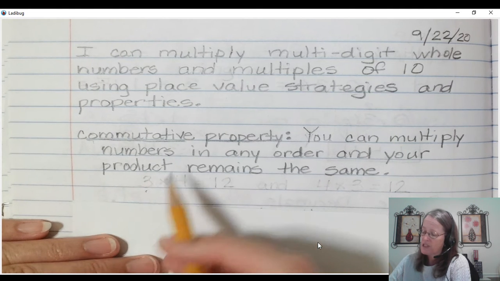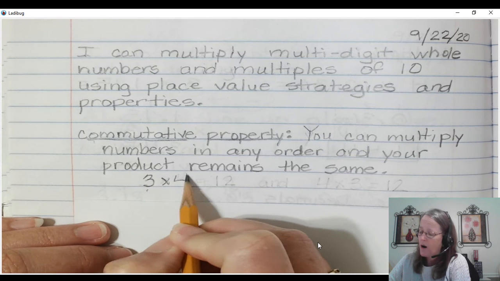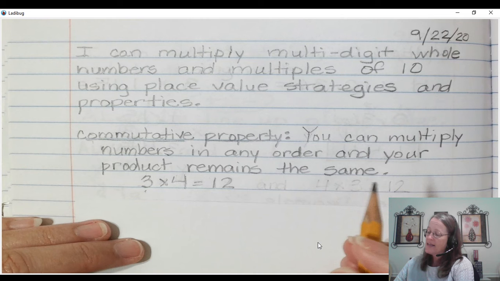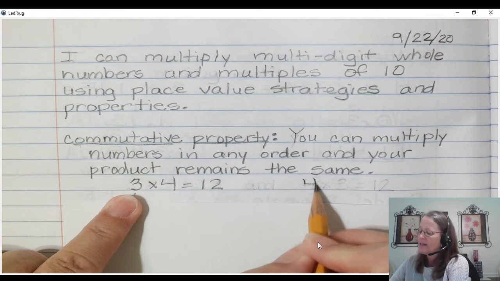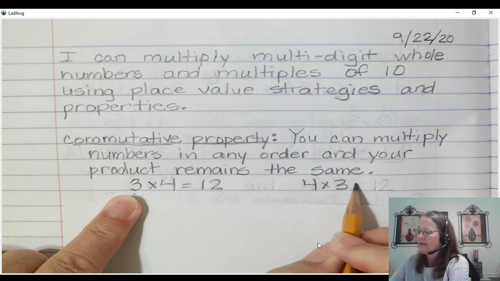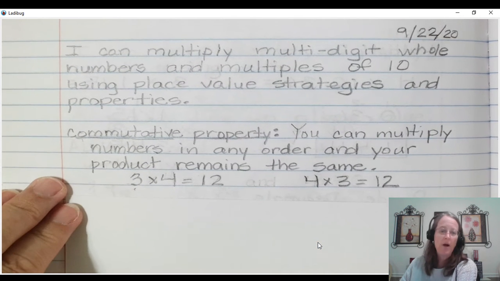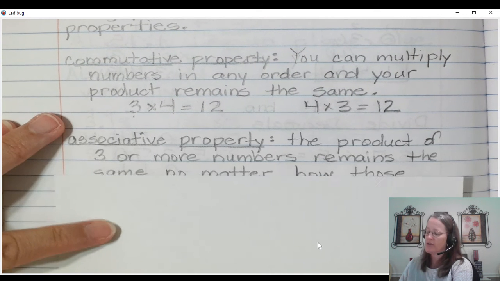Hopefully you left a space here. So I put 3 times 4 equals 12. I can switch the places of these two factors and still have 4 times 3 equals 12. So there's your commutative property. And then let's talk about the associative property.